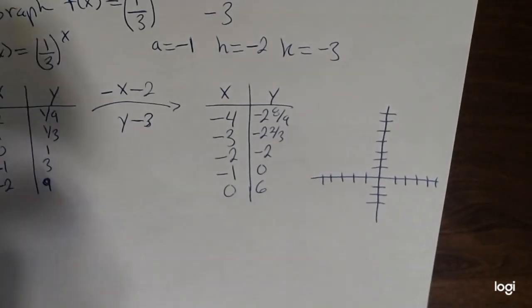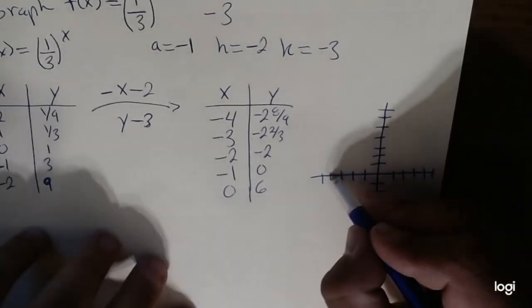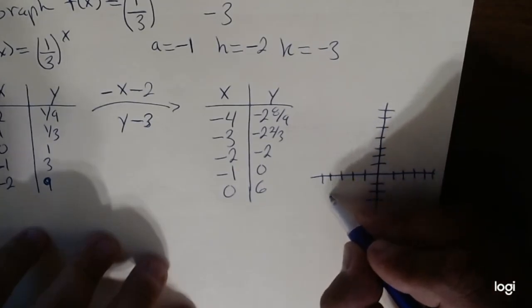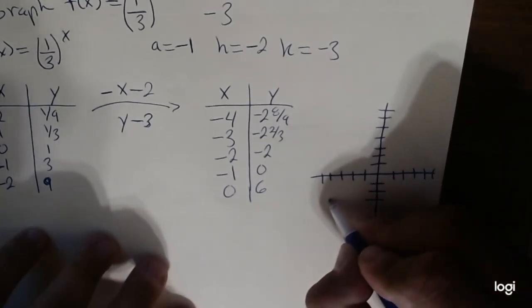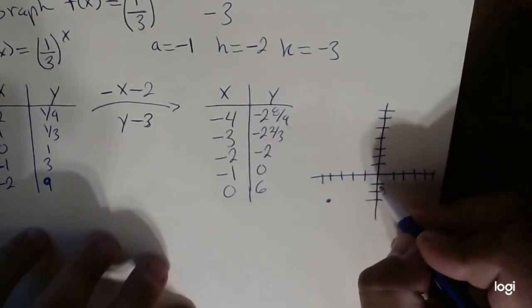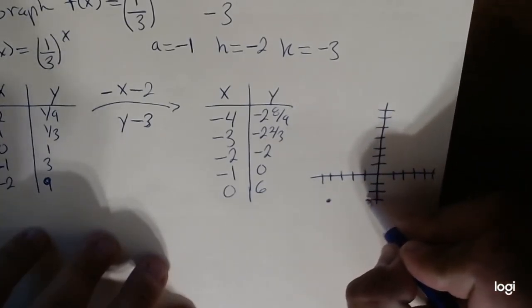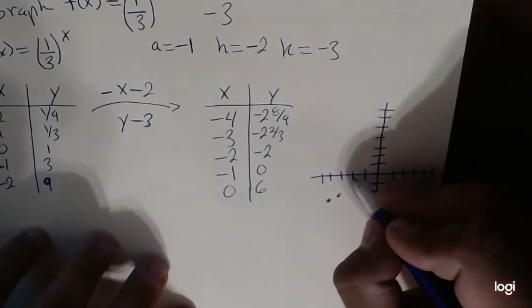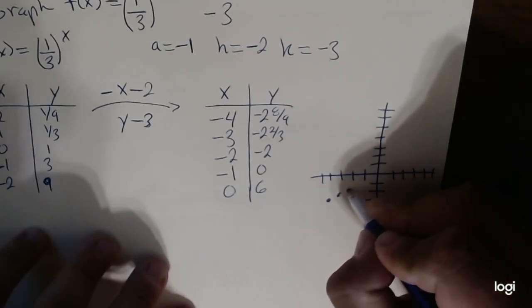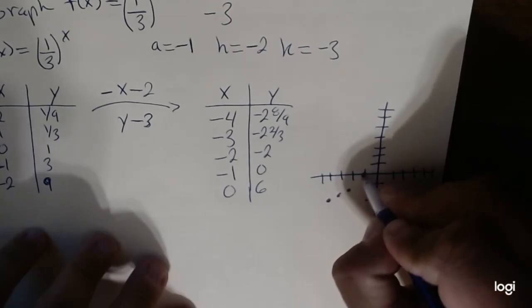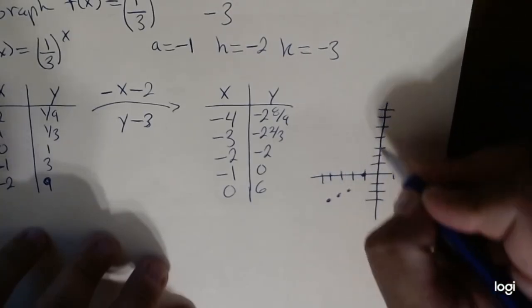Okay, so the first point is -4 and -2 8/9, so pretty close to -3. So you're roughly there. -3 and -2 2/3, so it's getting close to -2 now. -2, -2. Then -1, 0, and it shoots up from 0 to 6.